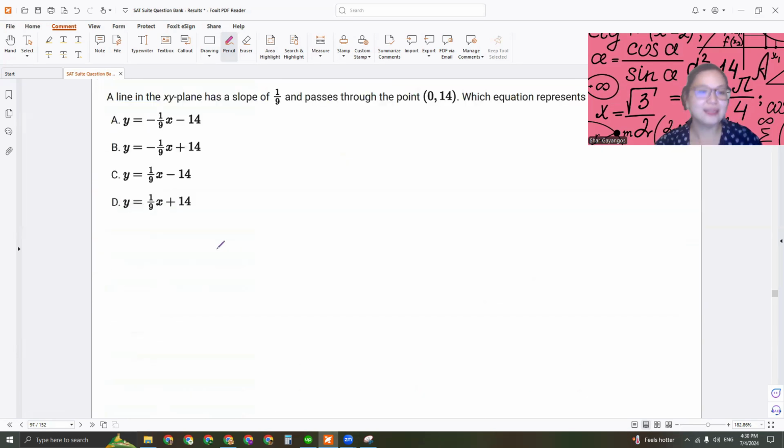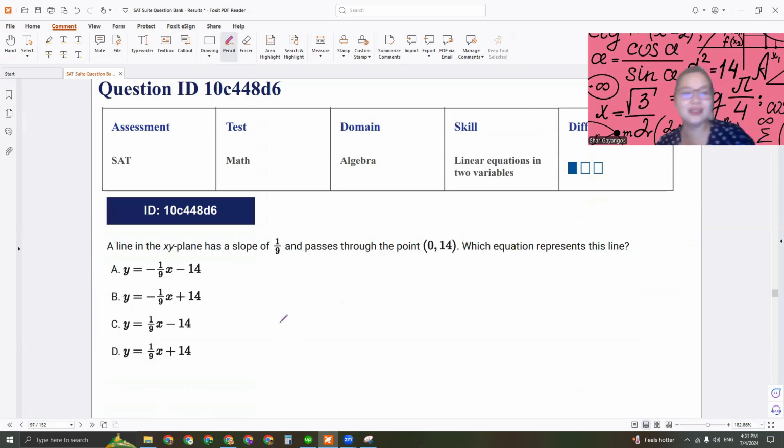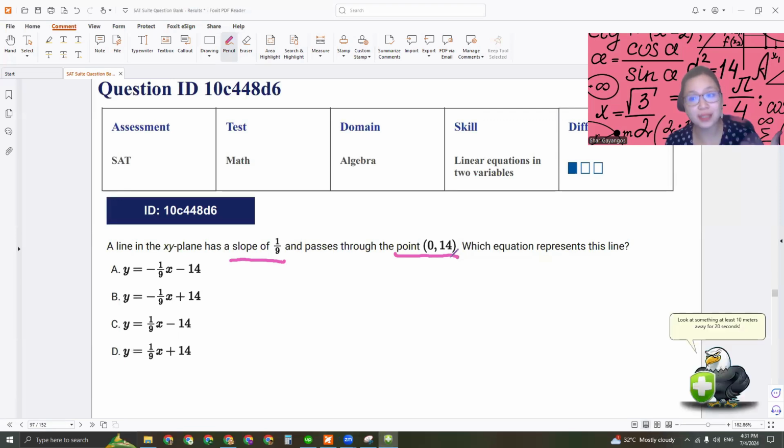Alright, let's continue with Q97. So a line in the XY plane has a slope of 1/9 and passes through the point (0, 14). So which equation represents this line? So I want you to, again, this has been thoroughly discussed in the past videos. So that's why I'm always repeating, start with the video where we've been working on question 1 and then slowly reach this point where we're working on question 97 already.